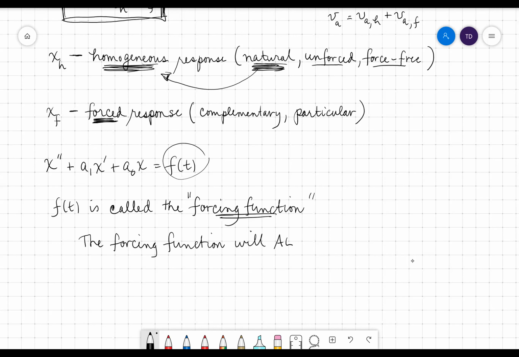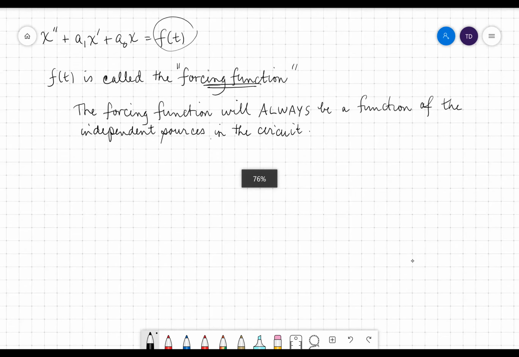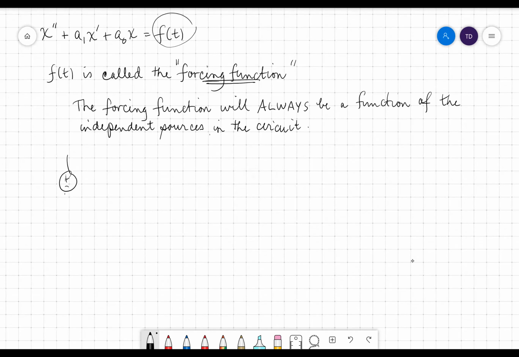So the forcing function will always be a function of the independent sources in the circuit. For example, I'm not going to solve any circuits right now. Let's just pretend this is a source in the circuit, okay? And I've got some things going on over here, and I've got a resistor and a capacitor like this, and maybe we're looking for this voltage across the capacitor, okay?